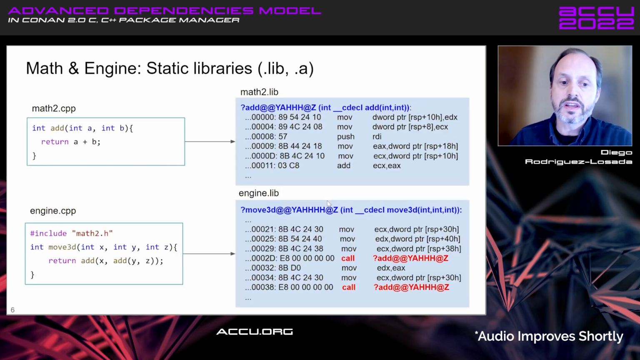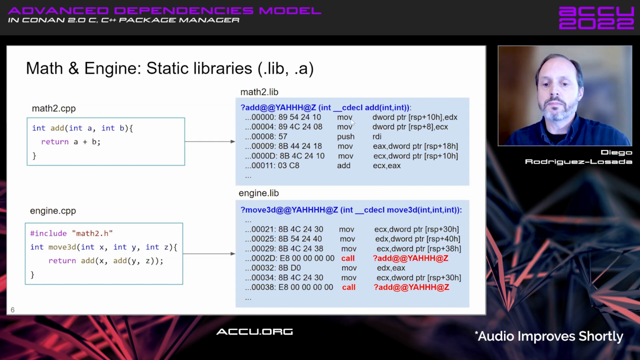So the interesting thing here is when I build something in the math static library, something like the add function that is adding two integers, then I will be getting an assembly that looks like this. By the way, this is Visual Studio in debug mode.